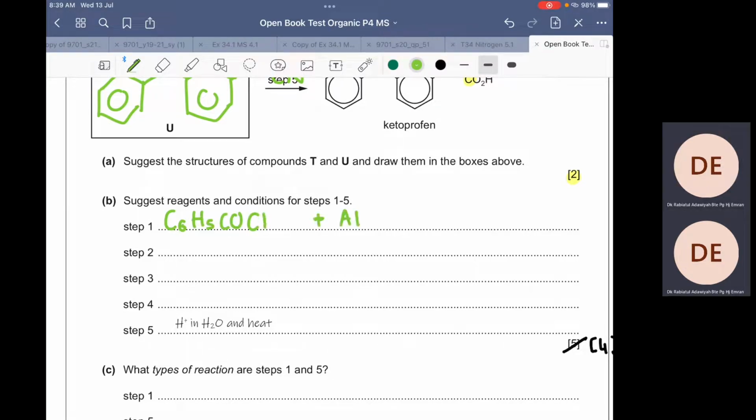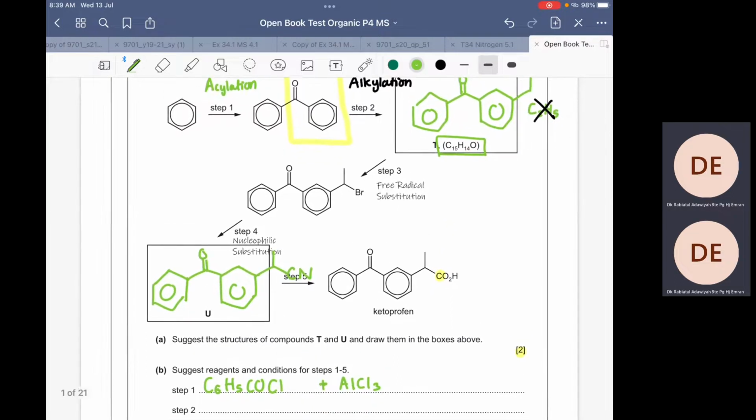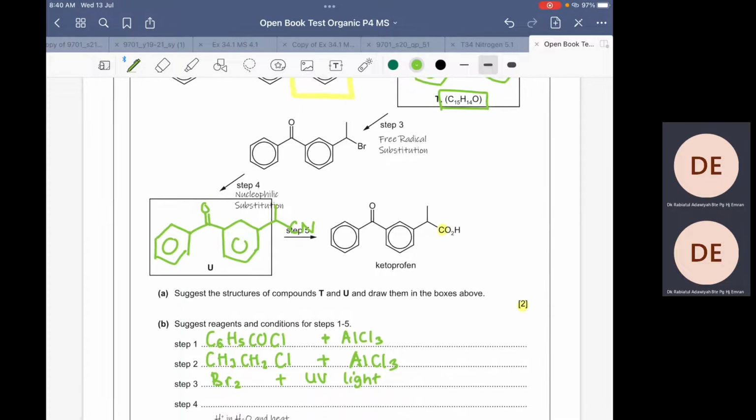Okay, so let's have a look at the reagents and conditions for step 1. C6H5COCl plus AlCl3. Since that is a Friedel-Crafts acylation, you need the C double bond O to be attached to a chlorine, and you use an aluminum chloride catalyst. Okay. For step 2, you want to attach the CH2CH3 or your ethyl group. It needs to be attached to a chlorine as well, and AlCl3 as your catalyst because it's a Friedel-Crafts alkylation. Step 3 is a free radical substitution. You need bromine and UV light. Heat is also accepted. Okay, if your friend wrote down heat, you should accept the answer.